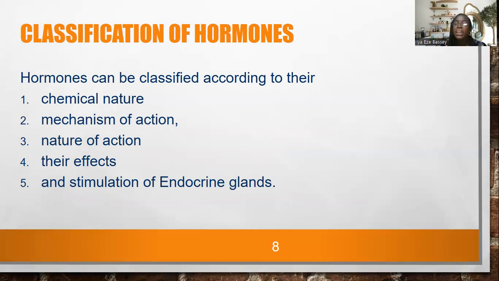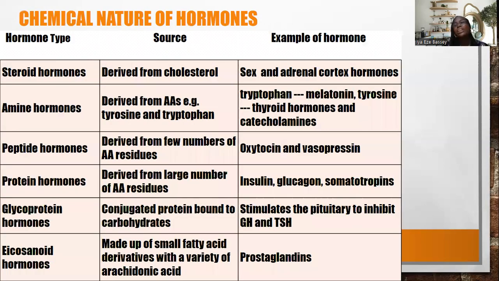They could also be classified according to their mechanism of action, sometimes also according to their nature of action, their effects on the target cells, and their stimulation of endocrine glands. For instance, let's look at classification based on the chemical nature of the hormones. If you are looking at the chemical nature of the hormones, they could be classified as steroid hormones, amine hormones, peptide hormones, protein hormones, glycoprotein hormones, which are a kind of specialized protein hormones.